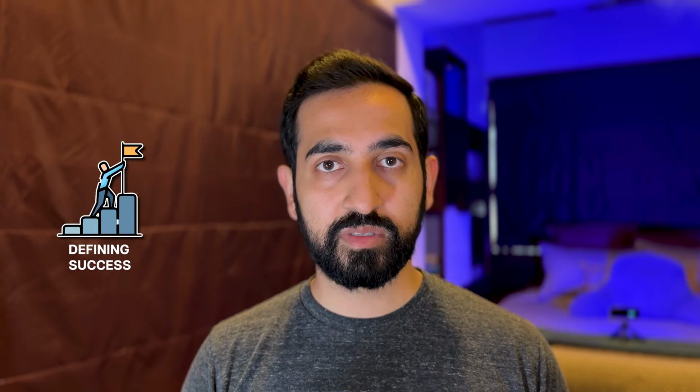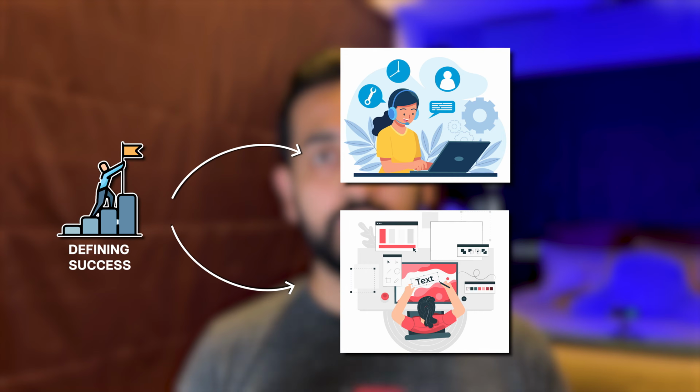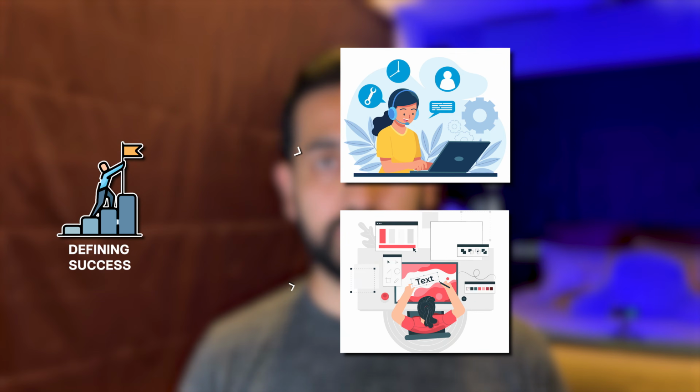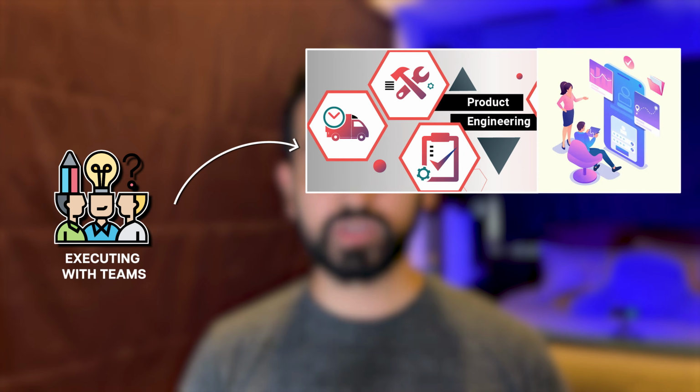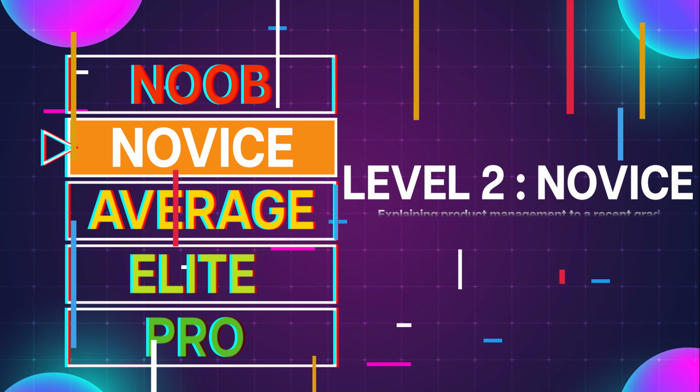Defining what success looks like involves working with customers and product designers to find a feasible solution. And executing towards those goals involves working with the engineering team to make sure things are shipped to spec and in the time that is needed.